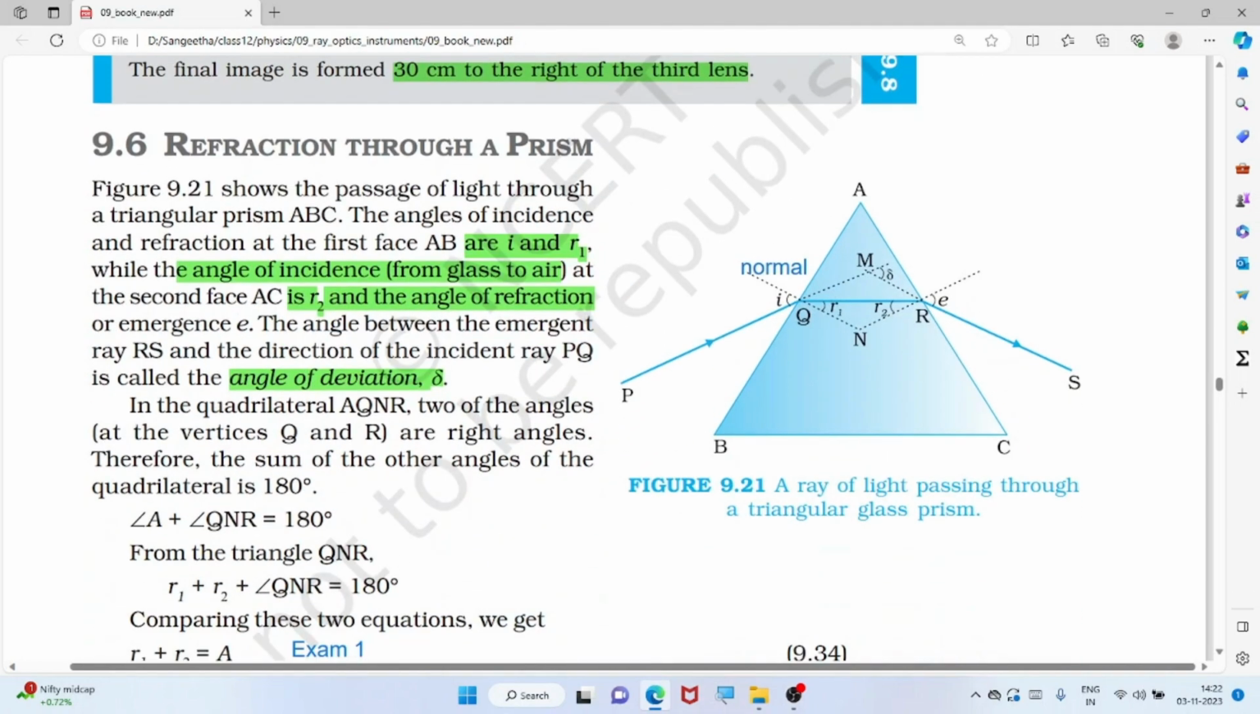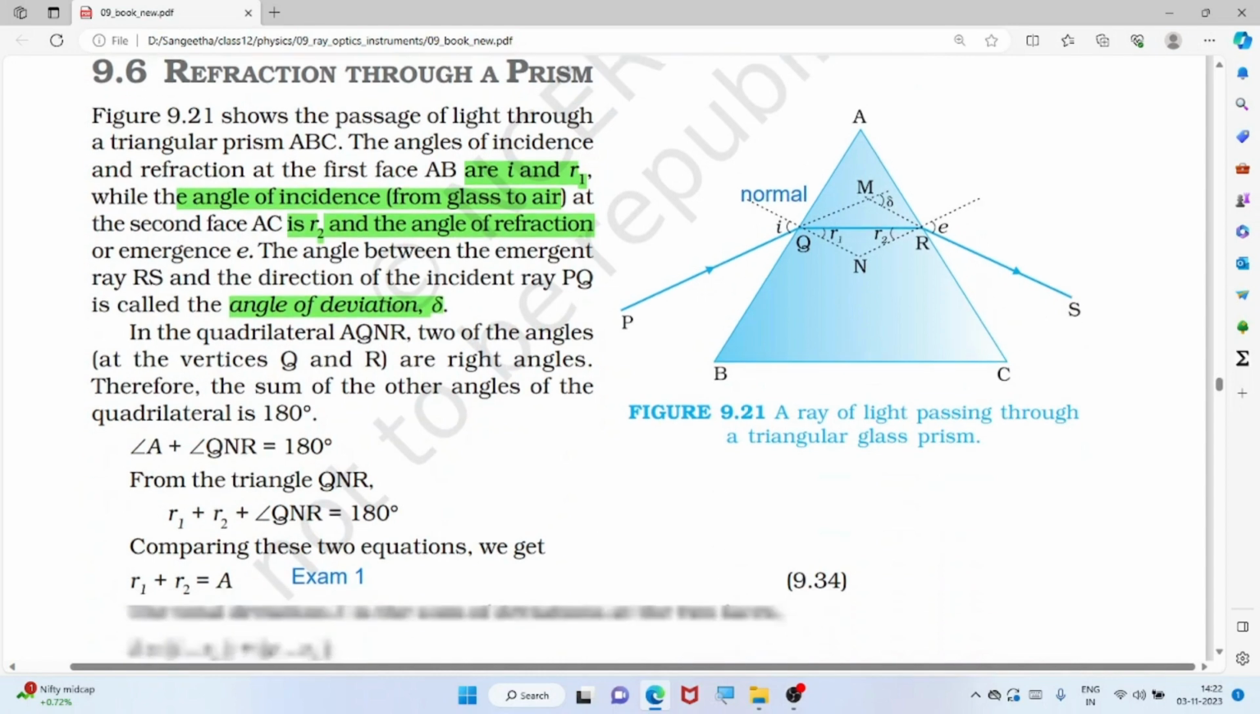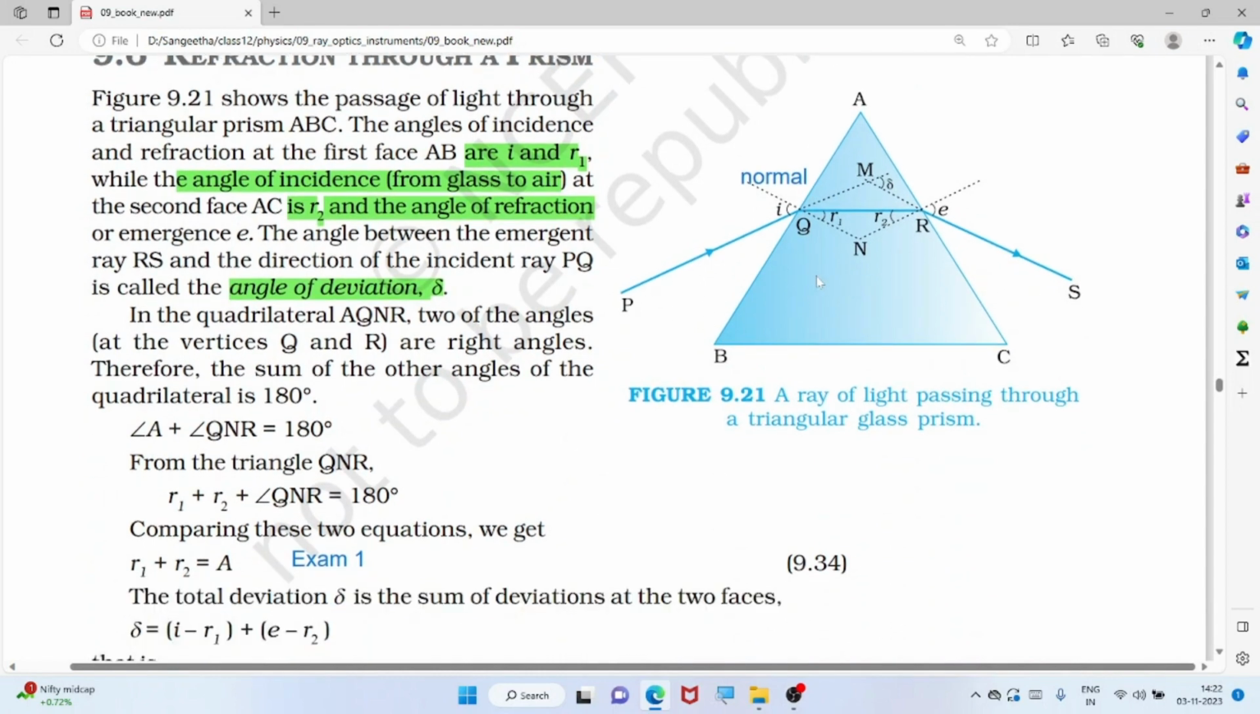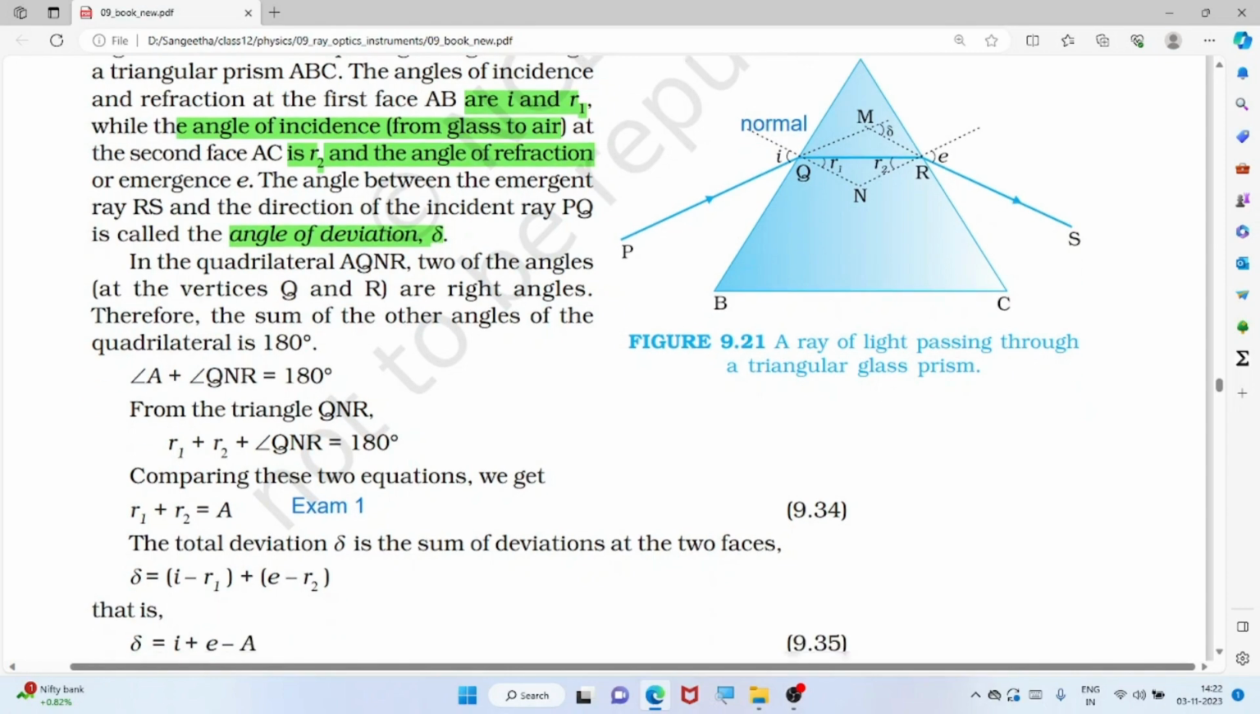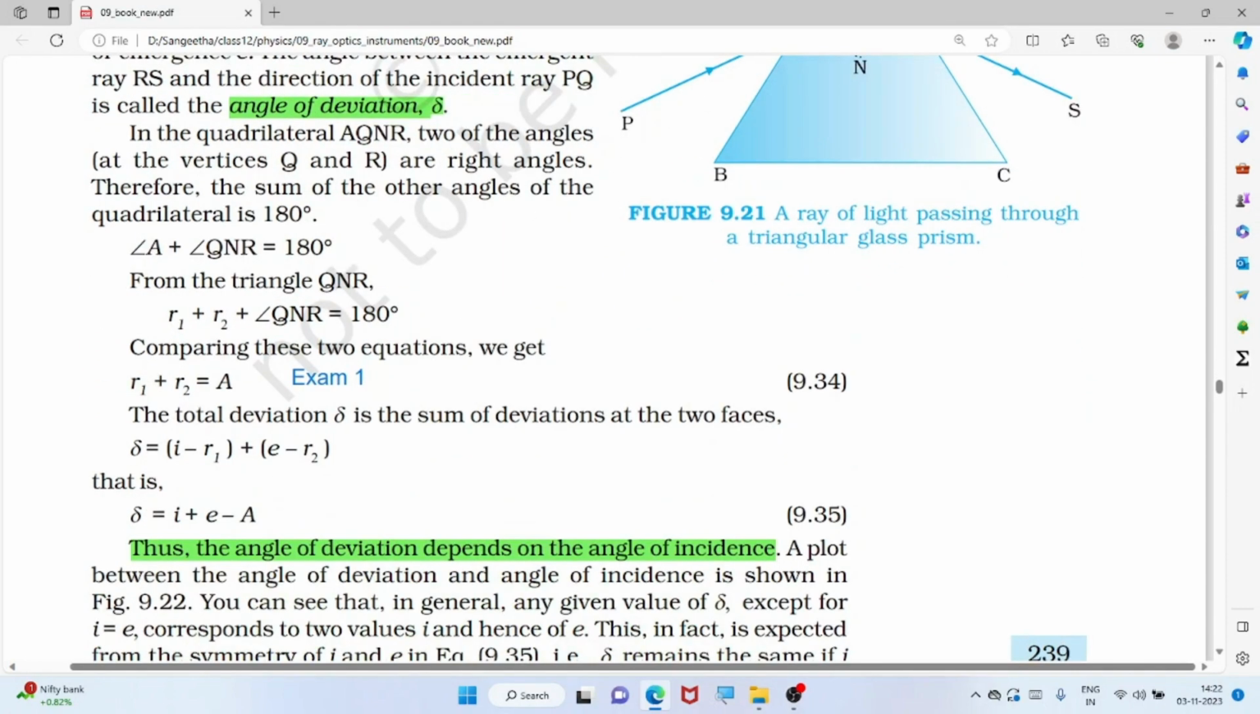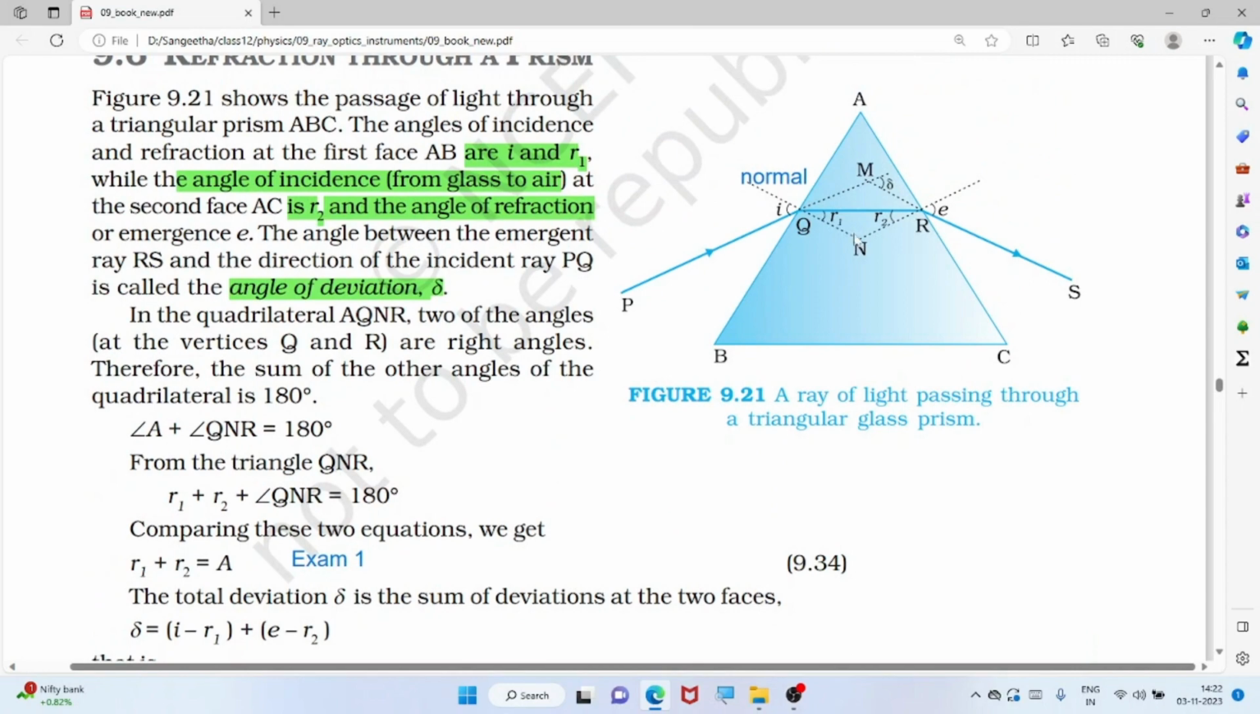Refraction through a prism. The important thing here is that the velocity of light will differ in this medium, in the prism. In air it is constant, but in the prism it depends on the color, the wavelength of the color. R1 plus R2 equals A. This angle and this angle are equal to this angle.